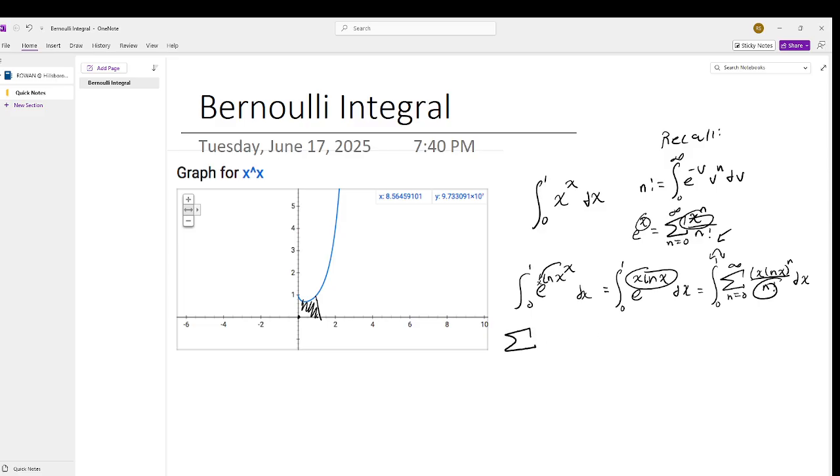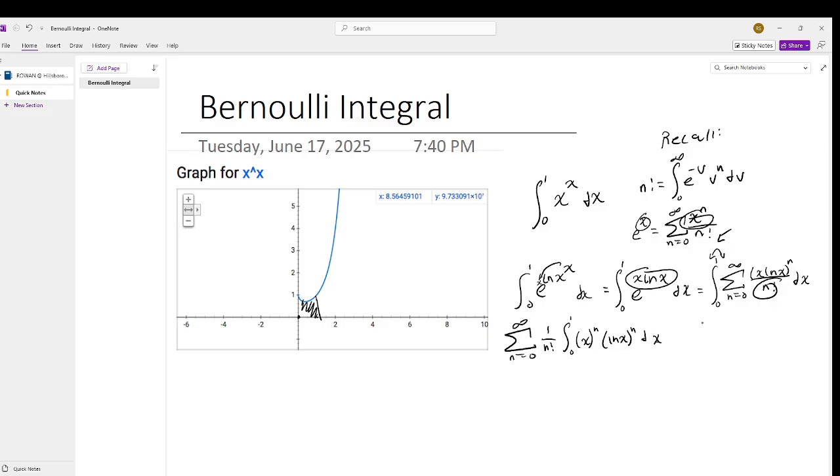So we get the summation now from 0 to infinity of 1 over n factorial times the integral from 0 to, not 0 to infinity, not yet, 0 to 1 of x ln x to the power of n dx. Now we're just going to rewrite this. Actually, I don't even need to, I can erase this right here. Just do x to the power of n and ln x to the power of n. Just distribute that n in the exponent.